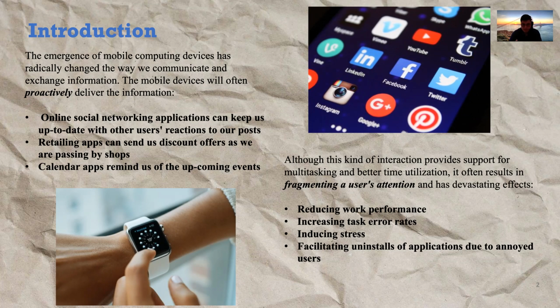Although this kind of information provides support for multitasking, and we can utilize our time better if we know what the upcoming events in the day will be like, or if a delay might happen, then we can plan our time accordingly. But it often results in fragmenting a user's attention, and this usually has devastating effects, such as reducing work performance, increasing task error rates, and increasing stress. And in extreme cases, a user may be so annoyed by these notifications that he or she may just uninstall the application.